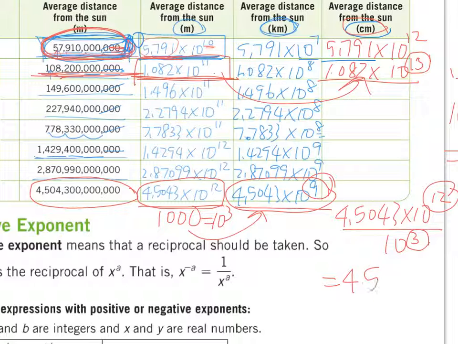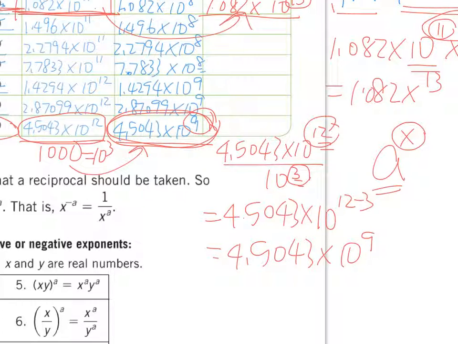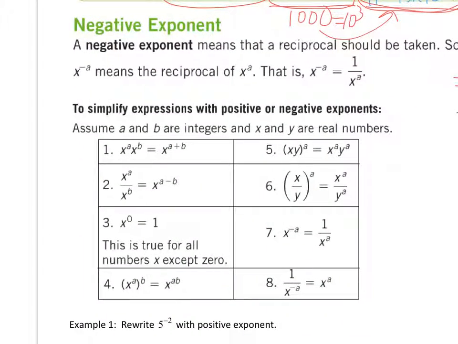It's going to be more efficient if I just use the property in the exponent rather than doing a hard multiplication or division. So that's 10 to the 12 minus 3, which is 9. So it's 4.5043 times 10 to the 9th power, which is what we have here. So we did generate the same solution, but this will get you there more efficiently or quicker. Okay, let's go to our properties.